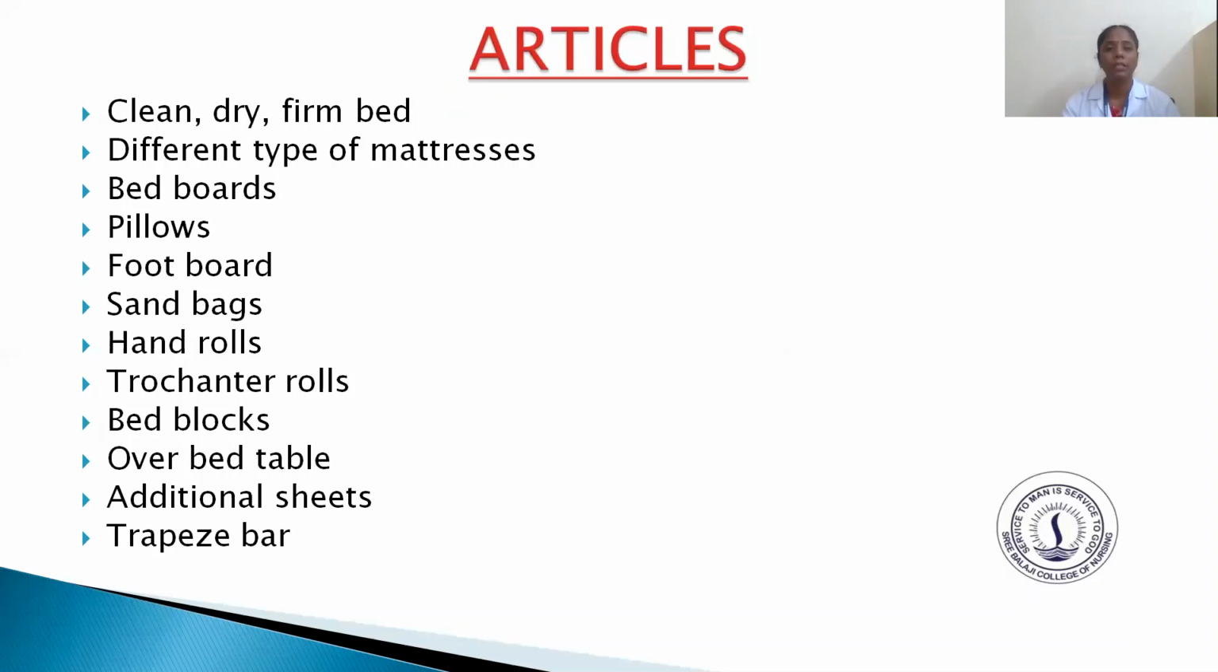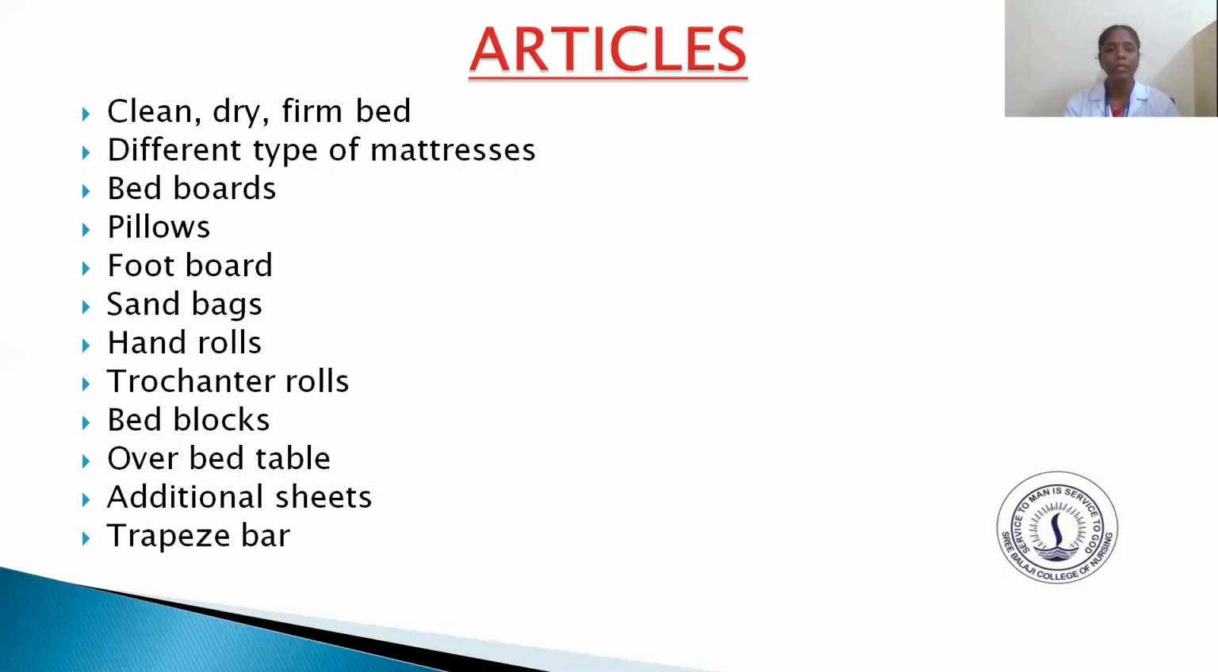Next are the articles: clean, dry, firm bed, different types of mattresses, bed boards, pillows, footboard, sandbags, hand rolls, trochanter rolls, bed blocks, over bed table, additional sheets, trapeze bar. These are all the articles of positioning.